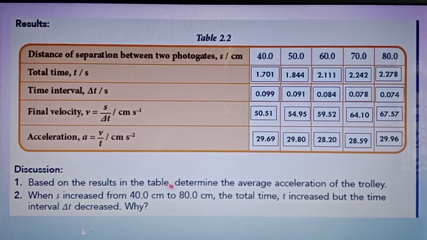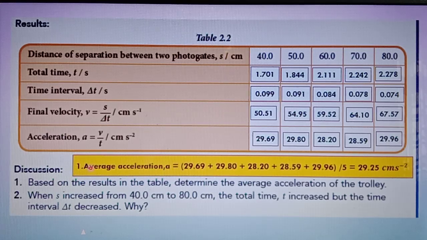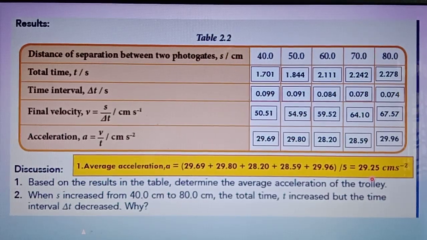Based on the results in the table, determine the average acceleration of the trolley. And then, when S increases from 40 to 80, the total time T increases, but the time interval delta T decreases. Why? Okay, now let's answer the first one. For the average acceleration, we just calculate the average of these values. Just total up and divide by 5. So we get 29.25 centimeter second negative 2.